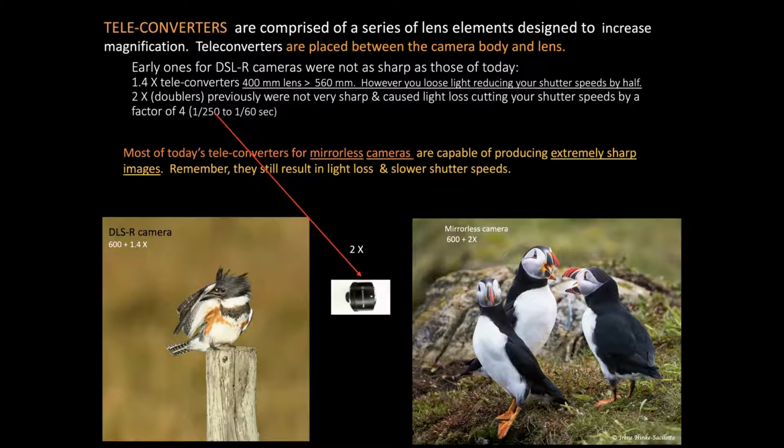2x teleconverters or doublers, I never was happy with any of them. And they also cause light loss. In fact, up to 4 times. You cut your shutter speed by a factor of 4. Most of today's teleconverters for mirrorless lenses are capable of producing extremely sharp images. Just remember, they still result in light loss and some slower shutter speeds.